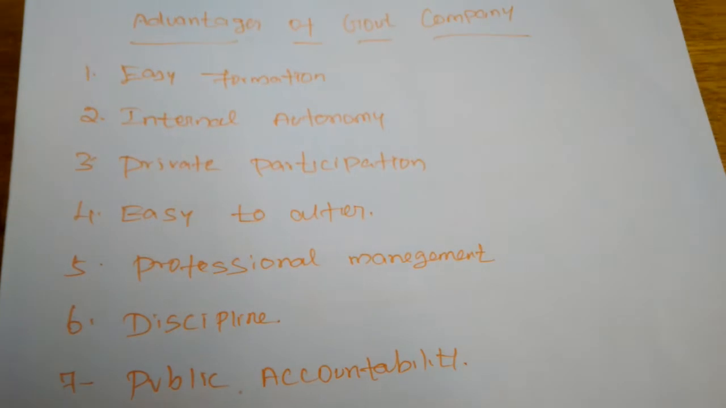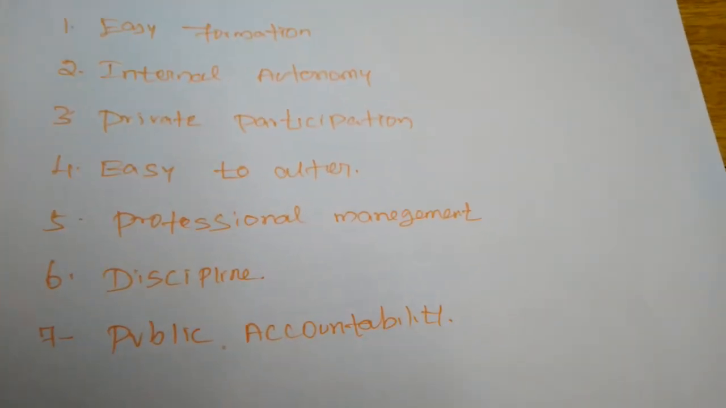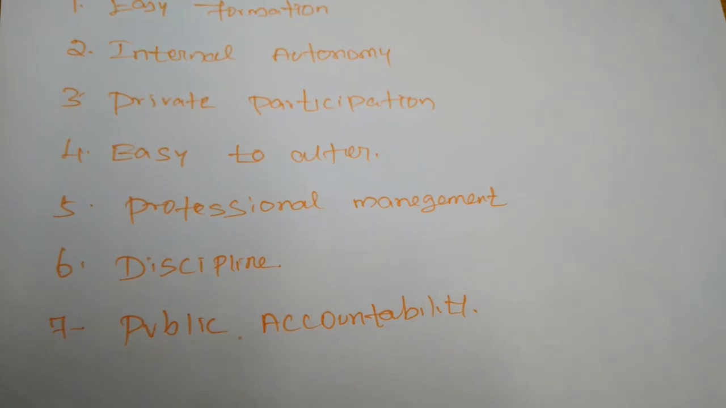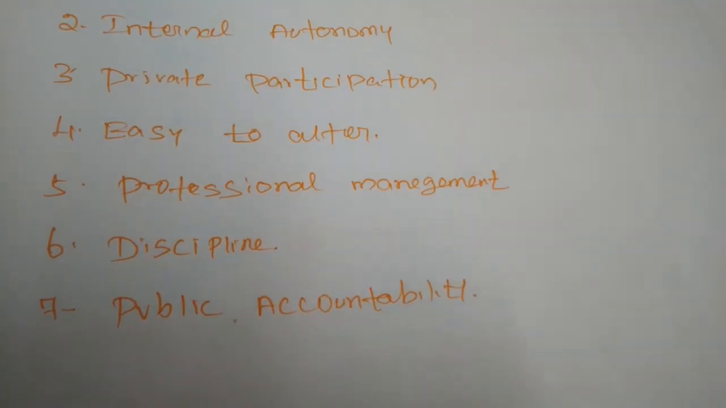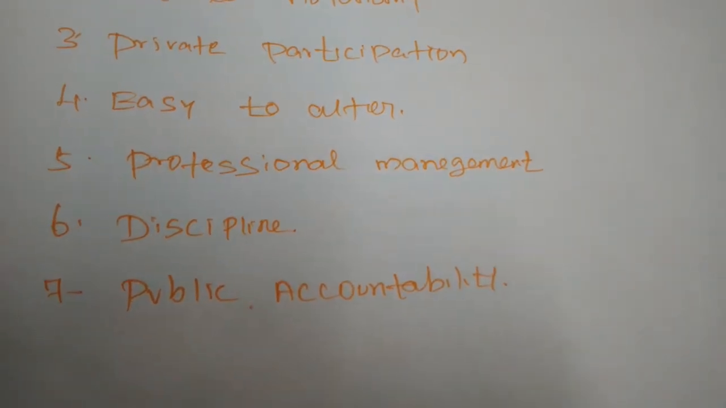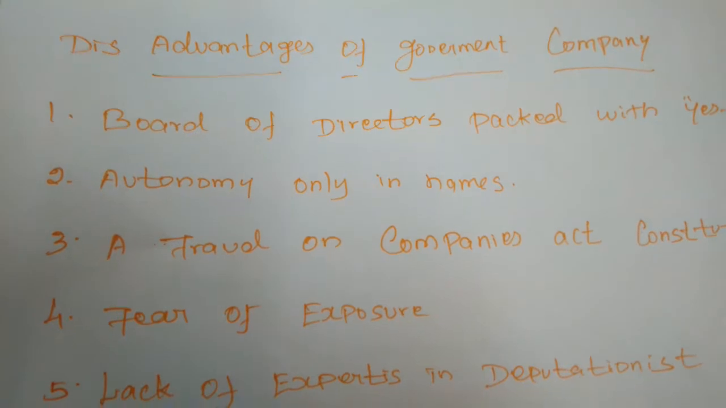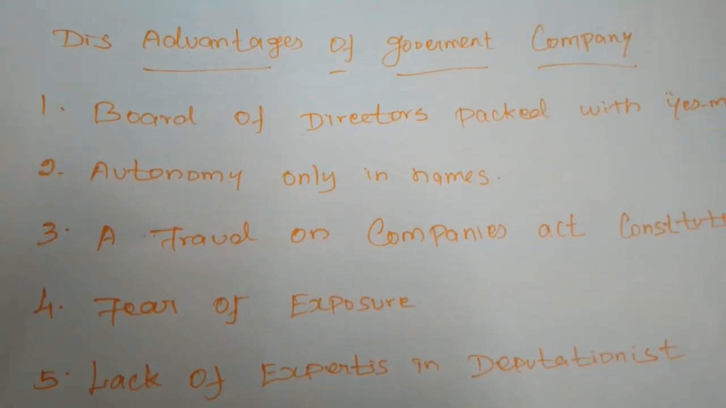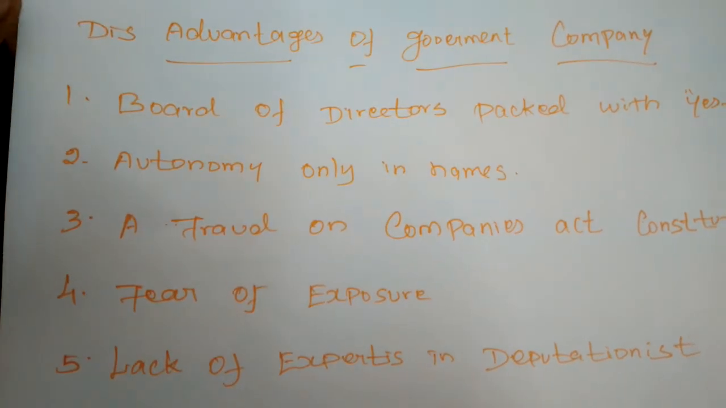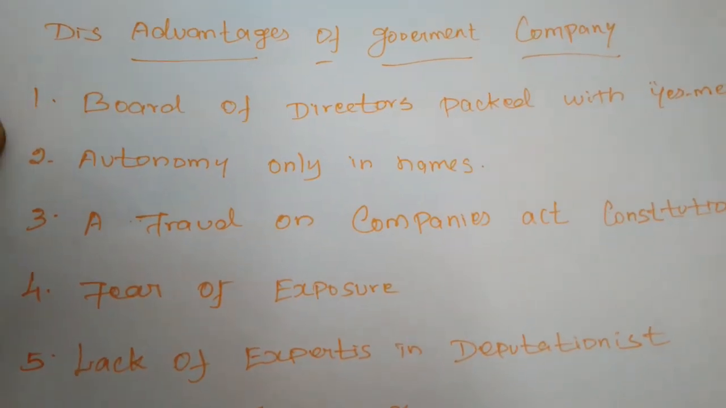So the government company's advantages we have studied in the last classes: easy formation, internal autonomy, private participation, professional management and discipline, and public accountability. Okay, then next, the disadvantages of the government company. Even if there are more advantages, some disadvantages also exist in this government company.